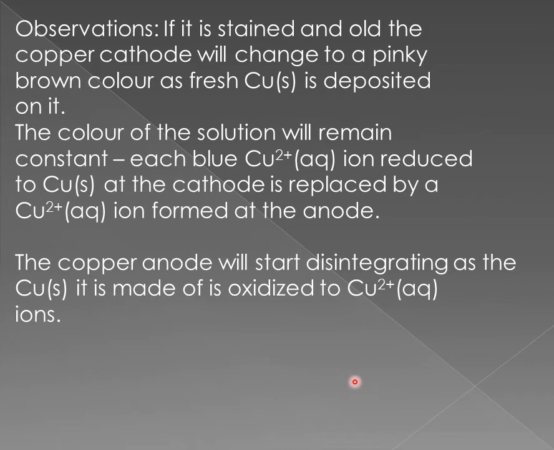Observations: if it is stained and old, the copper cathode will change to a pink-brown color as fresh copper is deposited on it, and the color of the solution will remain constant. Why constant? Because each blue copper ion reduced to copper metal at the cathode is replaced by a copper ion formed at the anode, because the copper electrode is oxidized into copper ions, so the color will stay the same.